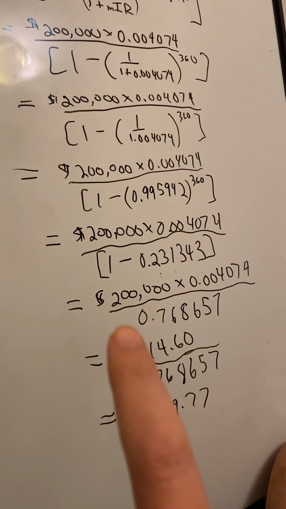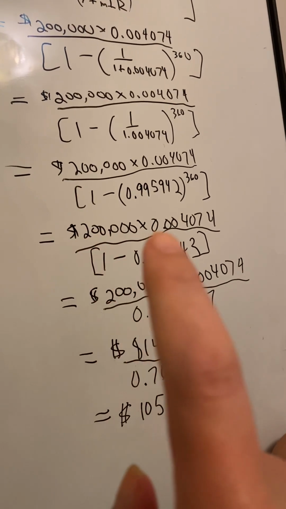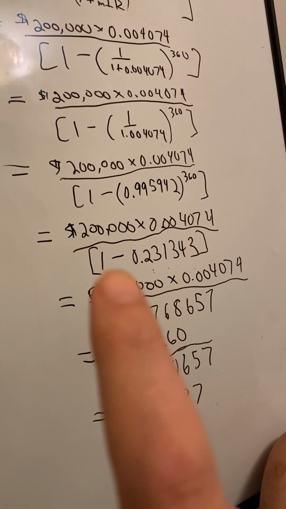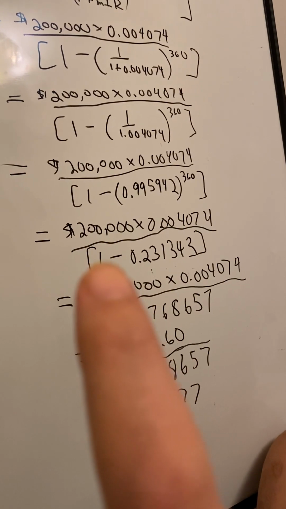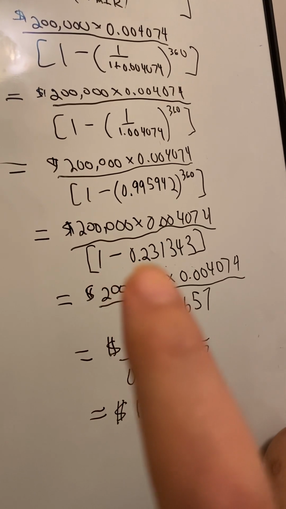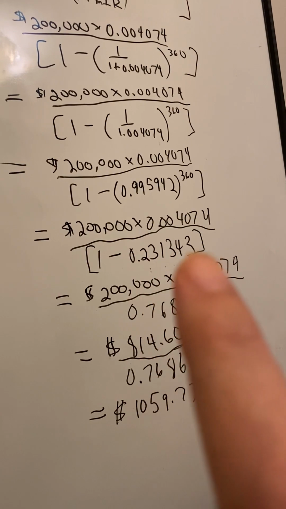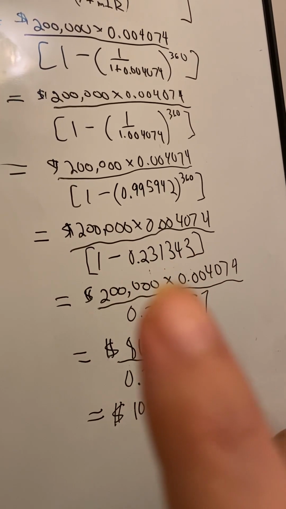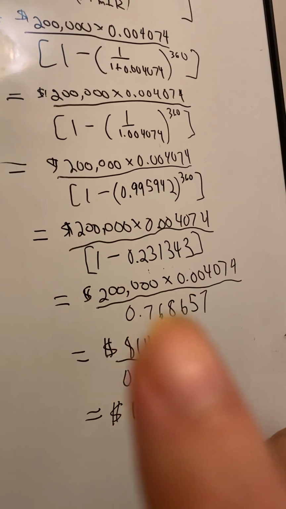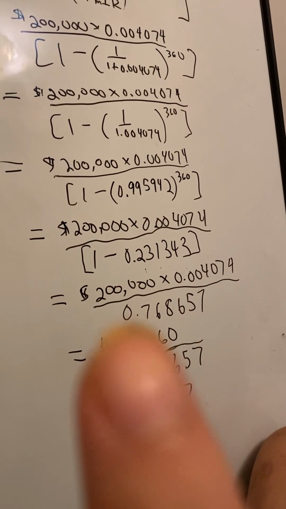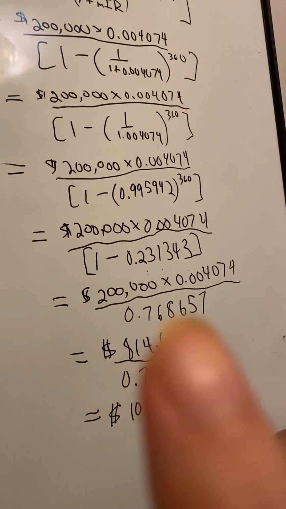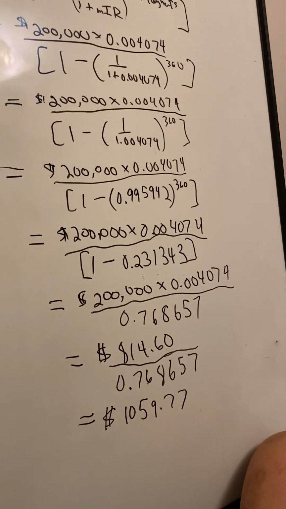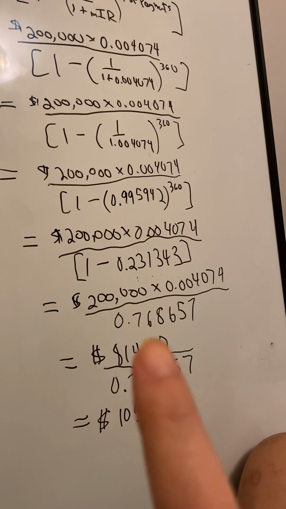So now we have up top 200,000 times 0.004074, and in the denominator, in brackets, 1 minus 0.231343. We're still inside brackets, so we do that in the denominator. And 1 minus 0.231343 is 0.768657.